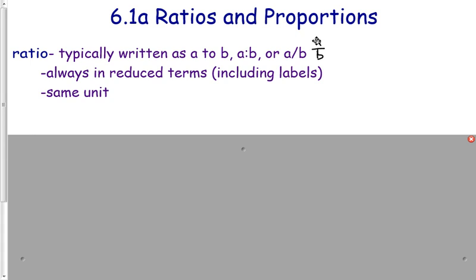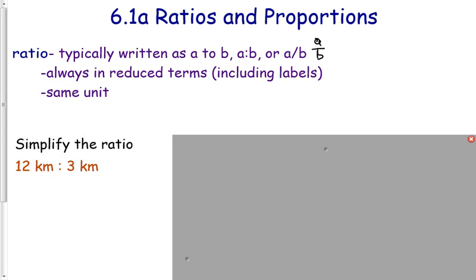It is always in reduced terms, including labels. Typically, you will not have a label in your final answer. It would just be like 2 to 3. It would be assumed that it's in inches, feet, or whatever. And they have to be in the same unit, and thus the units will cancel.